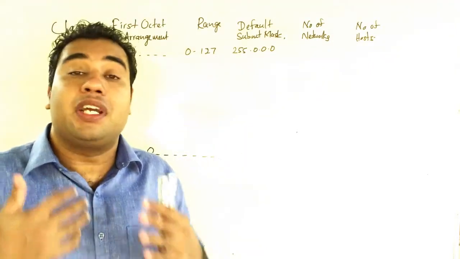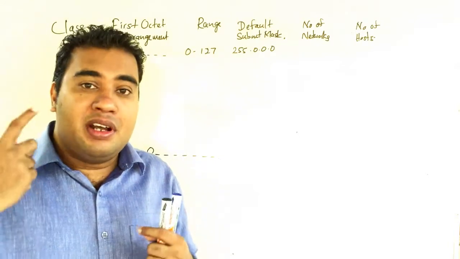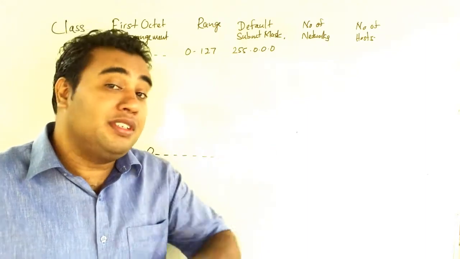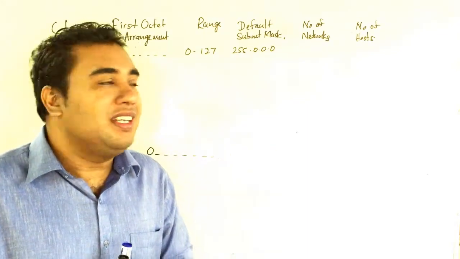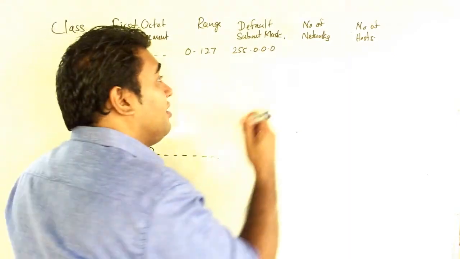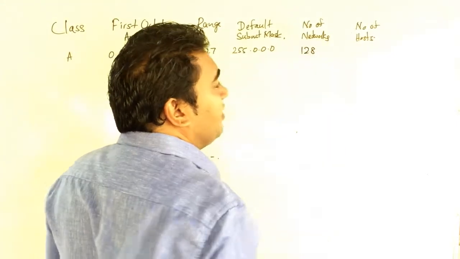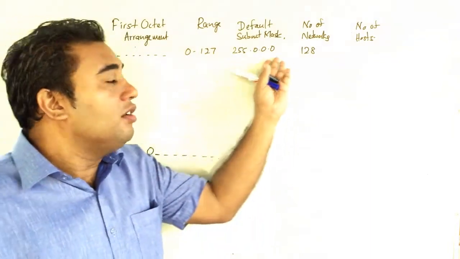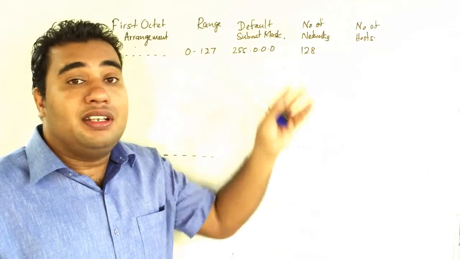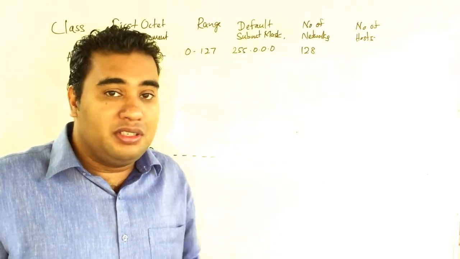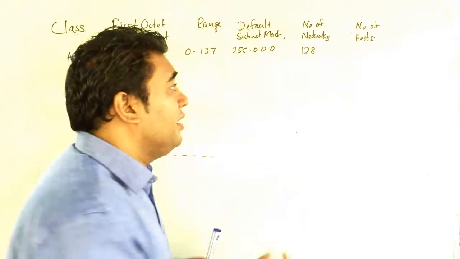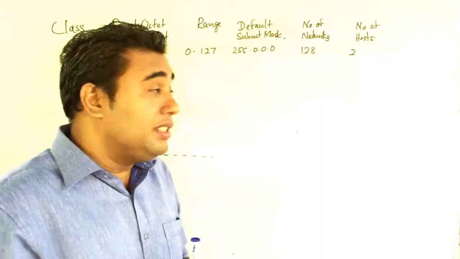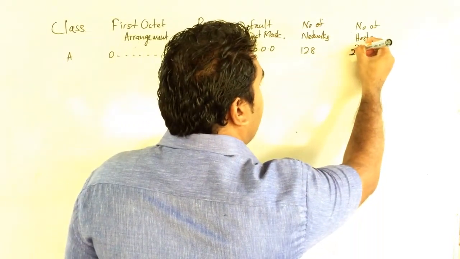Using 7 bits, you can create 2 to the power 7 different arrangements, which means different networks. So the number of networks will be 128. 2 to the power 7 means 128. So the number of hosts, the host portion, is this part, the last 3 octets. So different hosts will be 2 to the power 24, since there are altogether 24 bits.